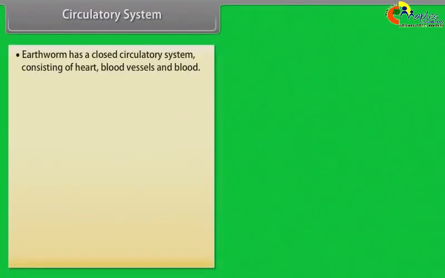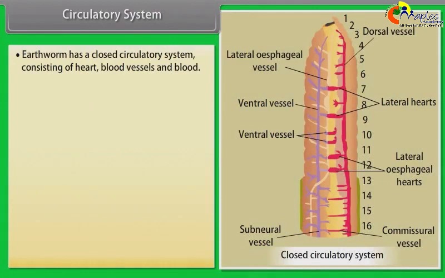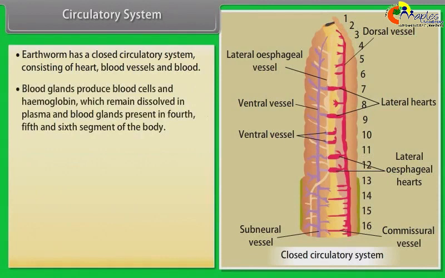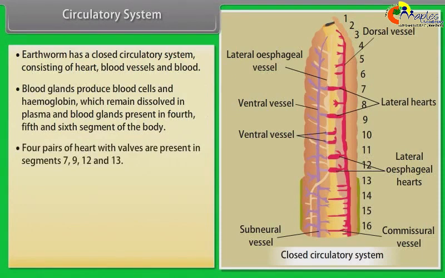Circulatory system. Earthworm has a closed circulatory system consisting of heart, blood vessels and blood. Blood glands produce blood cells and hemoglobin, which remain dissolved in plasma, and blood glands are present in the 4th, 5th and 6th segment of the body. 4 pairs of hearts with valves are present in segments 7, 9, 12 and 13.